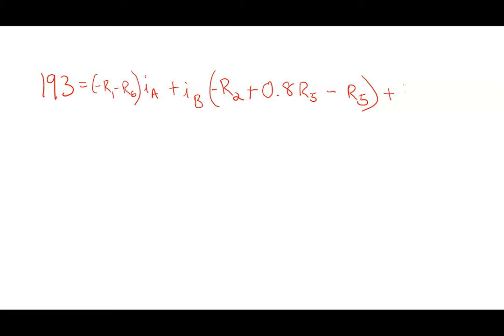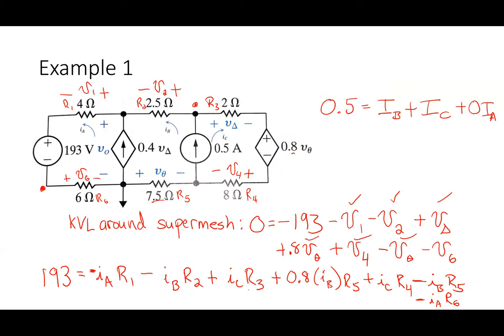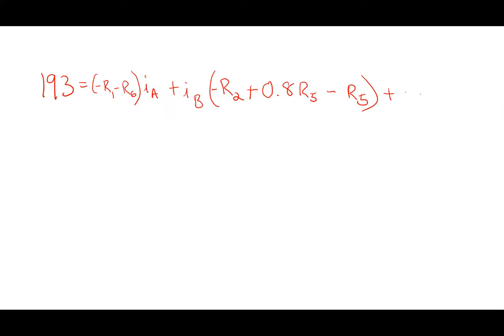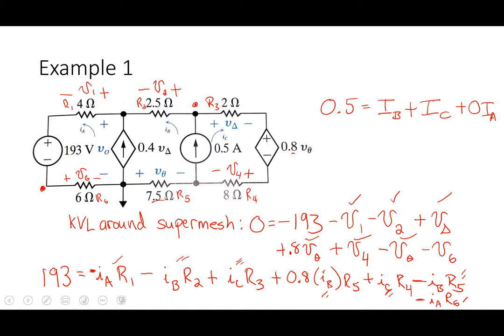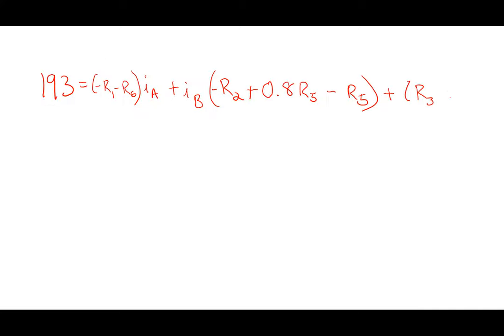And then I've got my IC terms. Let me look back at this. This is where I usually do this on paper before I start combining stuff. Usually I kind of tick these off. Here are my two IA terms, and then here's an IB term, and here's an IB term, and here's another IB term. So I combine all those together. And then I have IC terms. There's one IC term, and then another IC term here. So my IC terms are R3 plus R4 times IC.